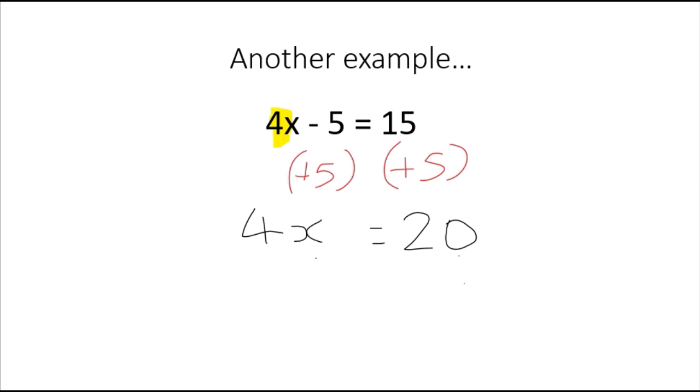Now I have another thing that I need to do, because 4x is equal to 20. I need to work out what x is on its own. Now don't forget the number in front of the x tells us what we need to divide by. So if the number is 4, then we need to divide by 4. I need to divide both sides by 4. So 20 divided by 4 is 5. 4x divided by 4 just gives x. So our final answer is 5.